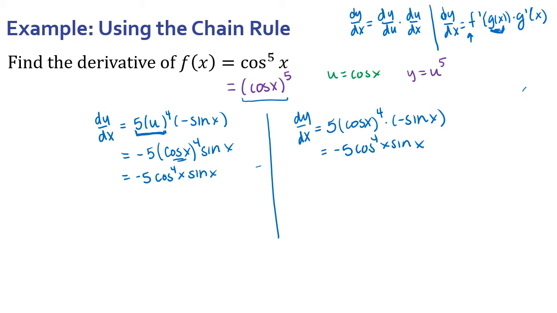So again, it's that if we had this, here's our inside, here's our outside. So if I take the derivative of the outside function, that's going to be 5 something to the fourth power. So that something is the inside times the derivative of the inside.